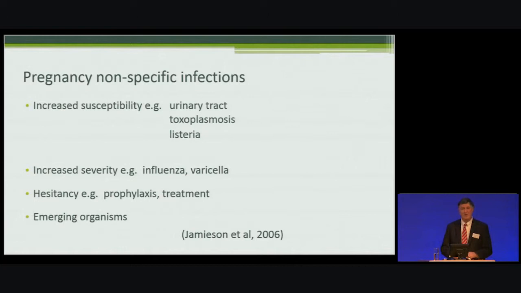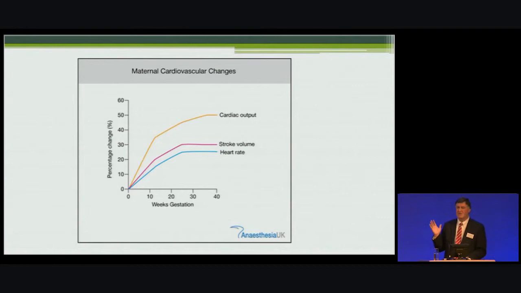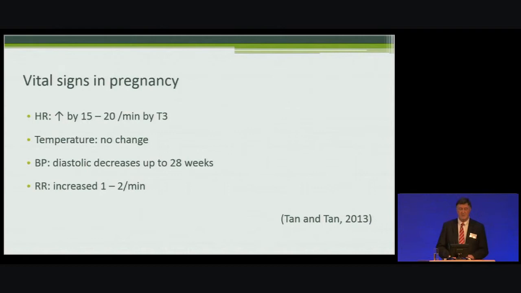There are major challenges when it comes to the early diagnosis and treatment of infection in pregnancy. The first challenge is the physiological changes in pregnancy, which start to occur very early on. The heart rate increases by 15 to 20 beats per minute by the third trimester. The diastolic blood pressure decreases in the middle of pregnancy, and the respiratory rate increases by 1 to 2 per minute.